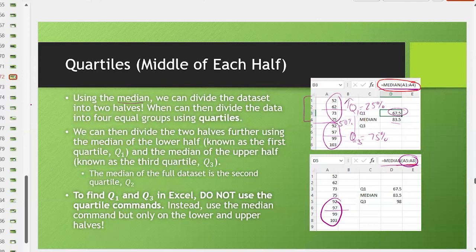If your data set's small, you can do this by hand very easily. If the data set has a whole bunch of data points, then it's much simpler to just use Excel to calculate it this way.